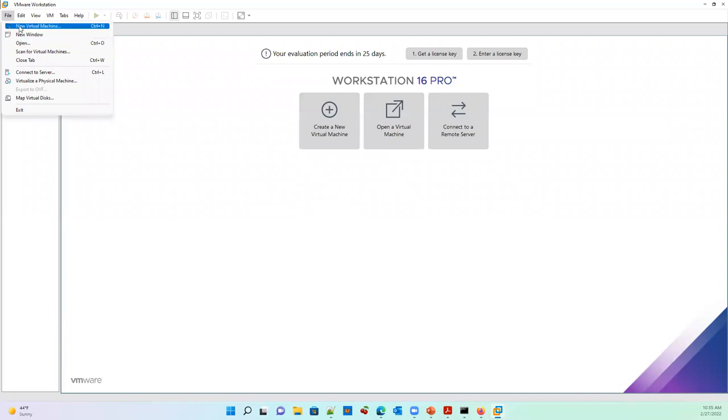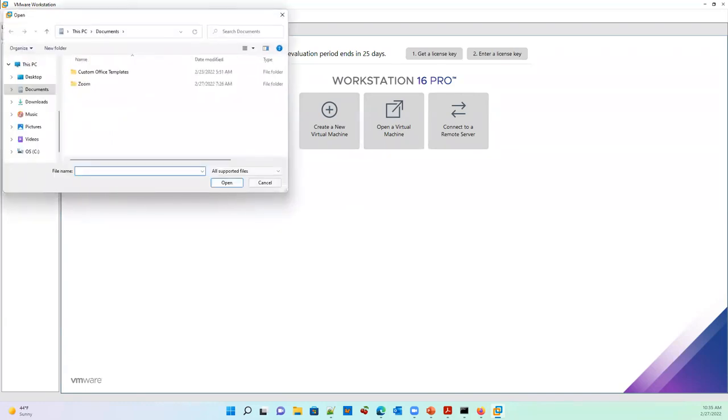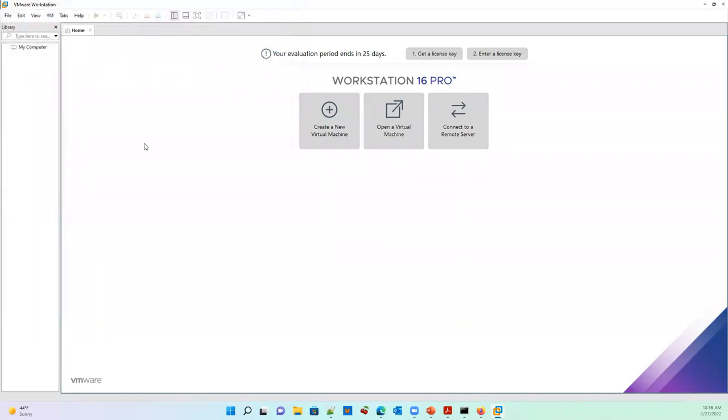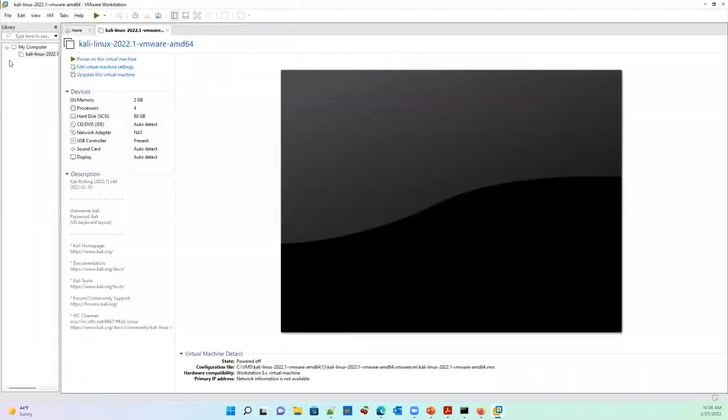If you are building a new virtual machine, you start from zero, from a new virtual machine. I think one of your microphones is still on. If you can turn it off, that would be great. Otherwise I might mute it. It's good now.